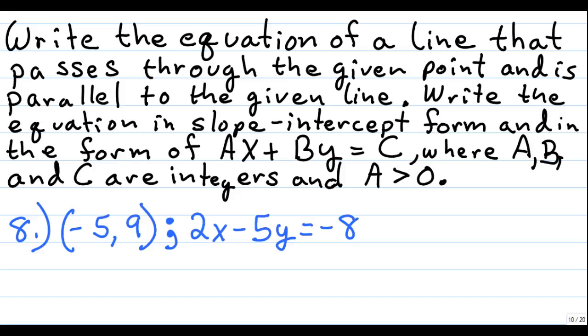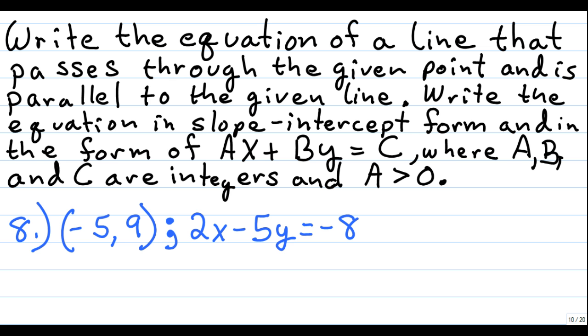We're given the problem 2x minus 5y equals negative 8, and we're told that our line passes through the point negative 5, 9. Let's start with the line we're given and that we're told is parallel to our line. Any line that is parallel to our given line should share the same slope.